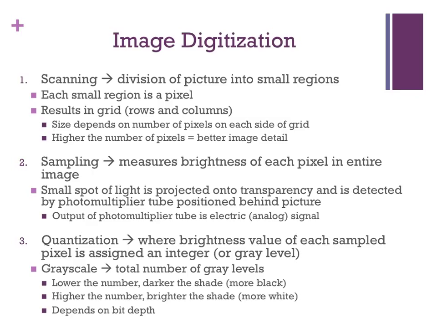For the quantization step, this is where the brightness value of each sampled pixel is assigned an integer or a gray level, and the result is a range of numbers of gray levels, and each one has a specific spot on the grid of pixels. The lower the number, the darker the shade, or the more black it is. The higher the number, the brighter the shade, or the more white it is. And this depends on bit depth, and the value of the integer is directly proportional to the signal strength. So the higher numbers have higher signal strength, and lower numbers have lower signal strength.